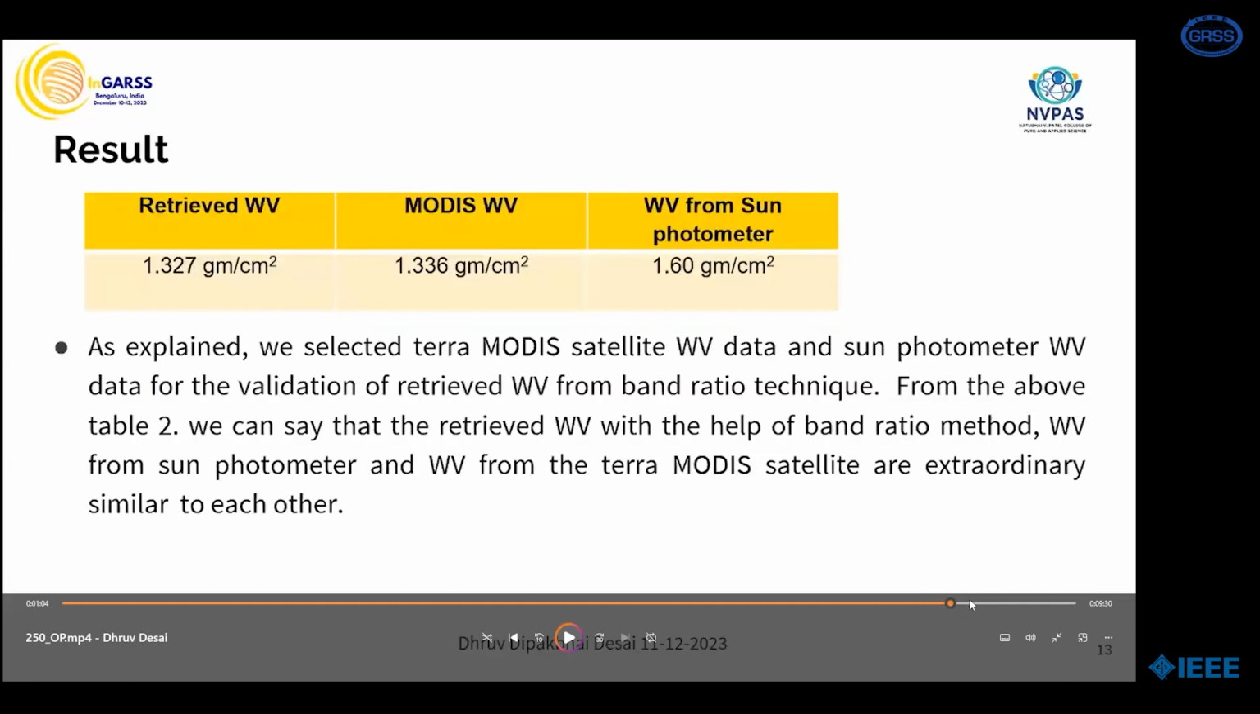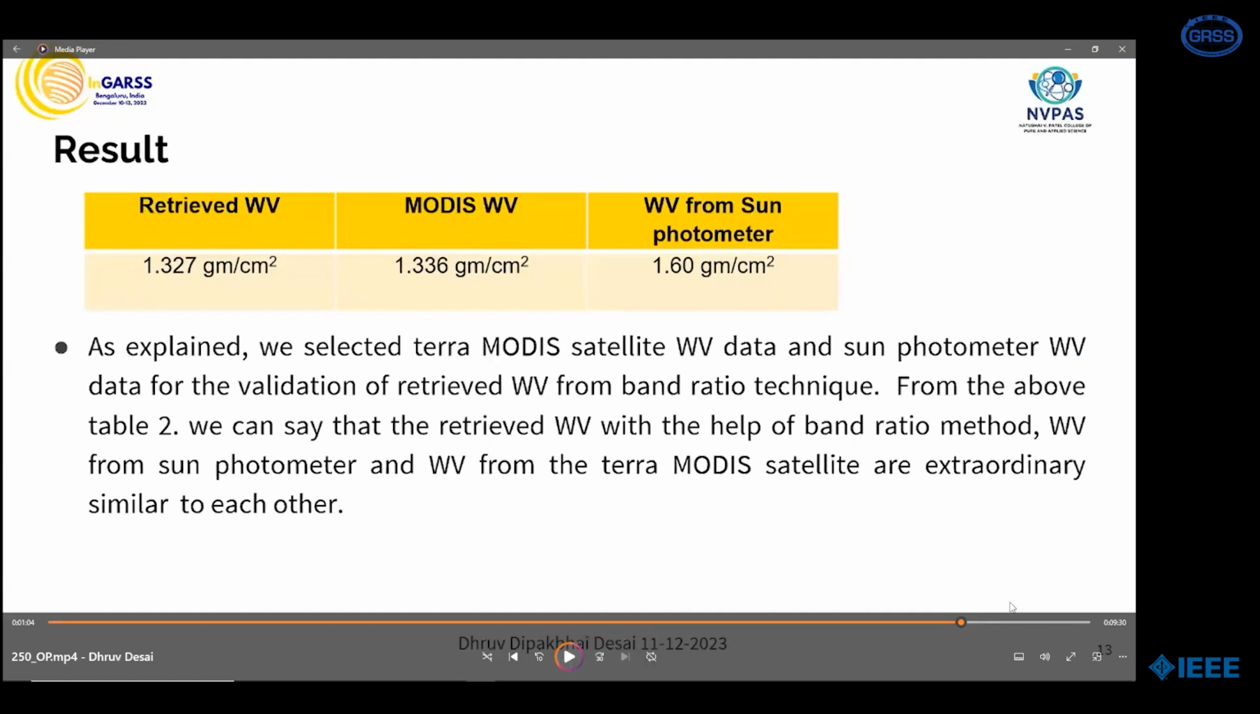And these are the actual numeric values of the water vapor present in the atmosphere on the 8th of February in the Anand region. The retrieved water vapor was 1.327 gram per centimeter square, and the water vapor from the MODIS data was 1.336 gram per centimeter square. And we have also taken the water vapor value from the sun photometer as the in-situ data, that is 1.60 gram per centimeter square.